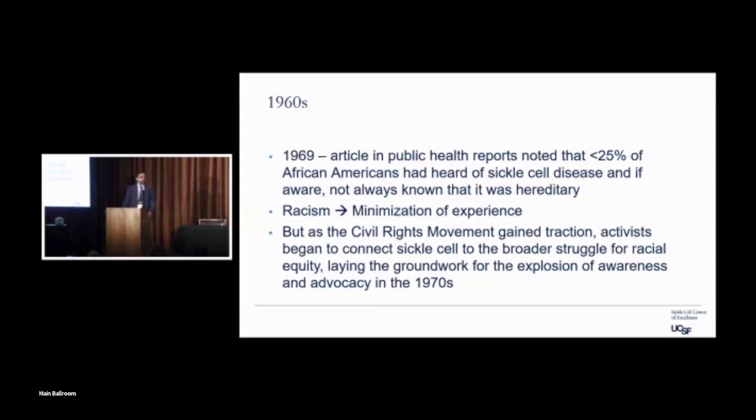People with sickle cell started to be more vocal, they started to get more advocacy, and they gained traction. Advocates and activists began to connect the sickle cell experience with a broader struggle for racial injustice, and fought for equality using sickle cell as sort of a good example. And this laid the groundwork for some really incredible explosion of awareness and advocacy in the 1970s.